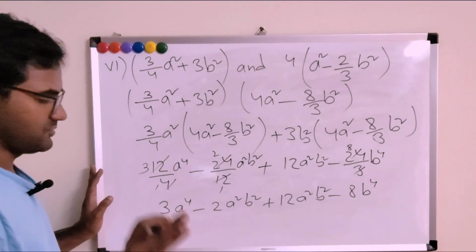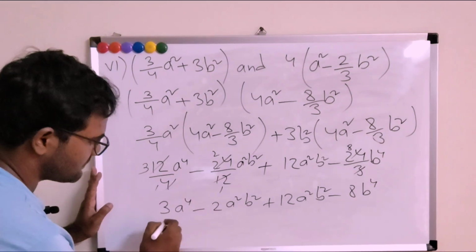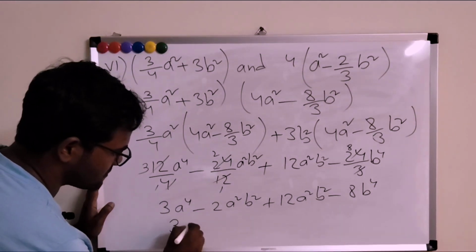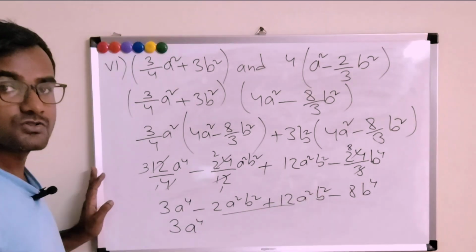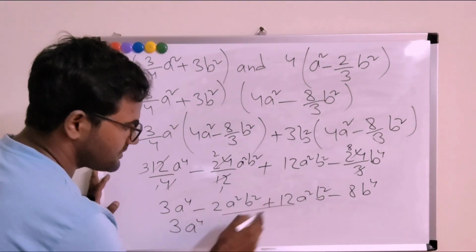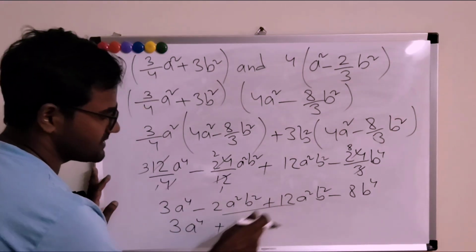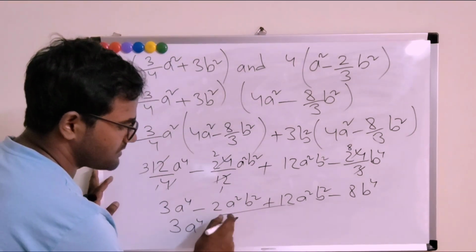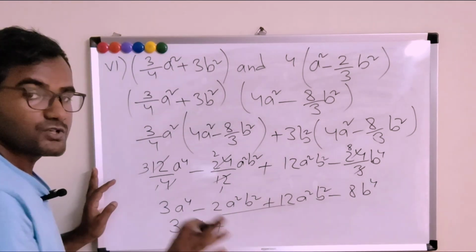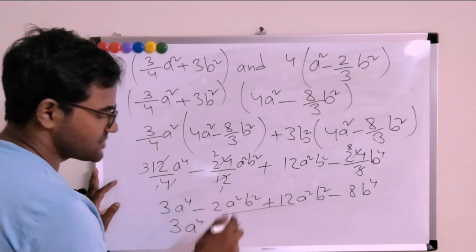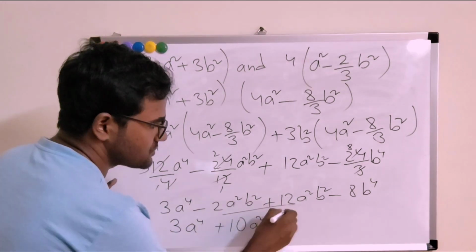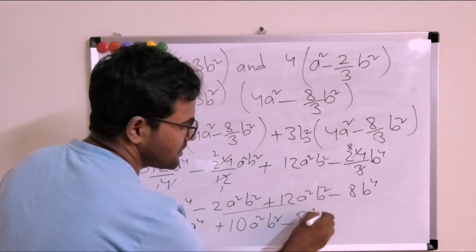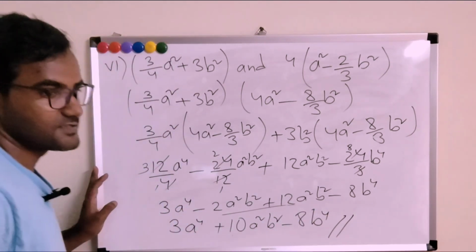Well, now observe carefully. This one will remain as it is, a to the power 4. Then these two are similar, right? So what do we do? We will write the bigger one's sign, positive sign, that is plus 12, plus sign. Then after that, what do we do? We will subtract. 12 minus 2, how much? 10 you get, right? So 10a square b square minus 8b to the power 4. So this is your answer.